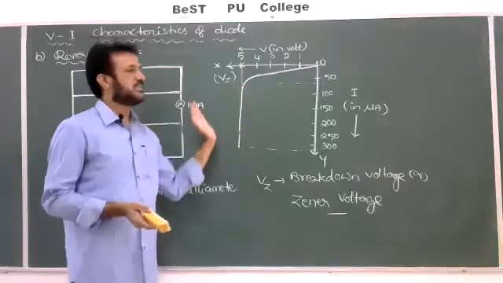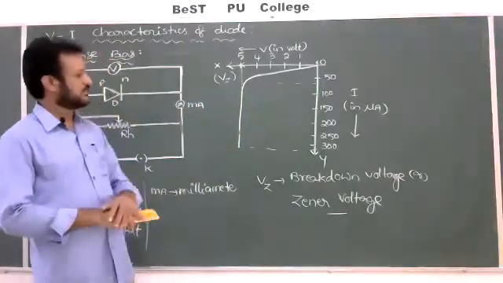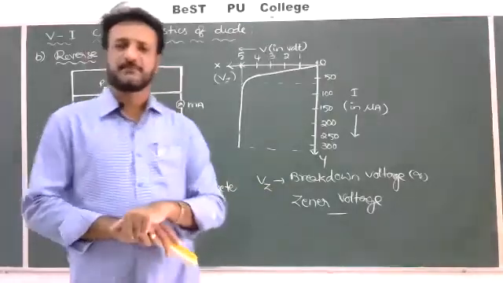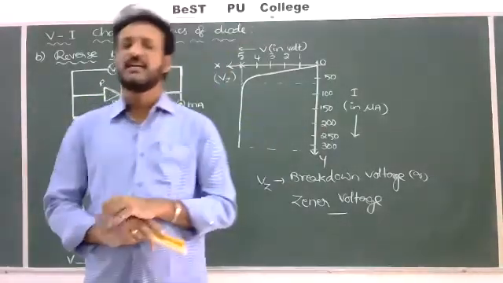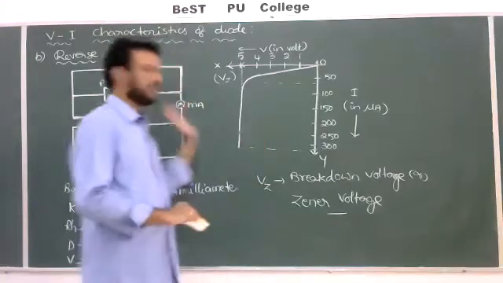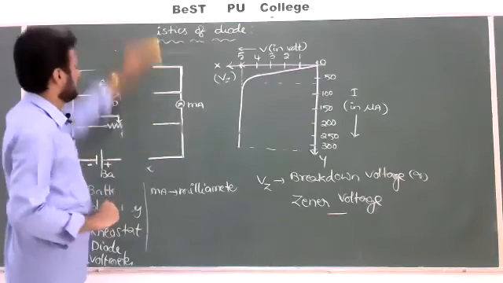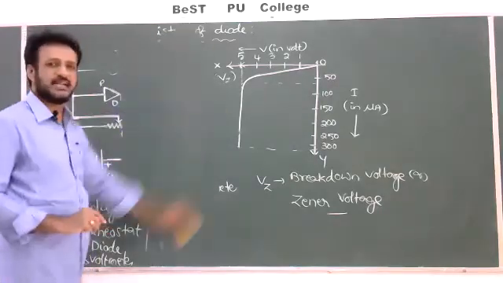So that is about the reverse bias. In reverse bias, you have to understand what the breakdown voltage is, but in forward bias, you have to understand what the threshold voltage or cut-in voltage is. So these are two important graphs: the voltage-current characteristics of the diode in forward bias and reverse bias.